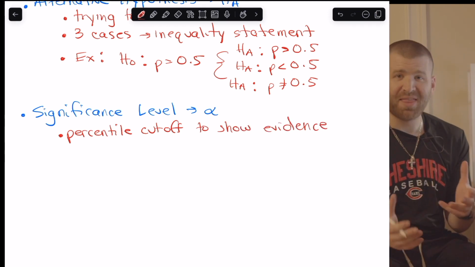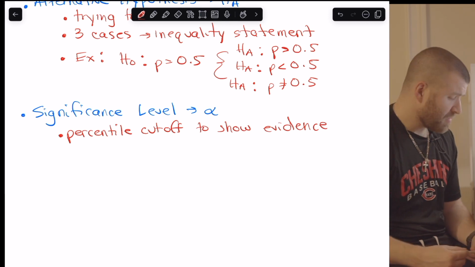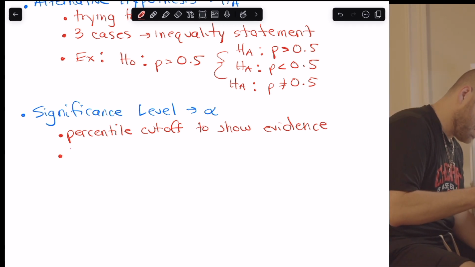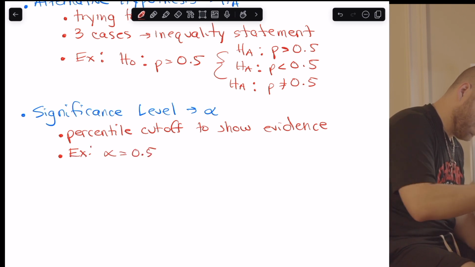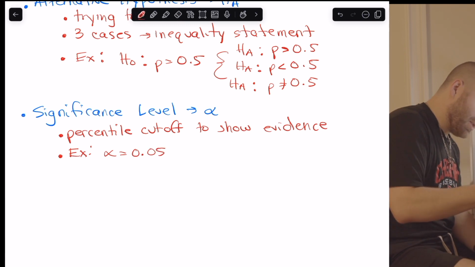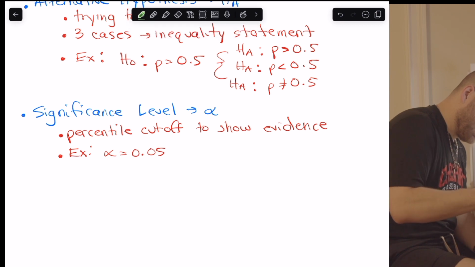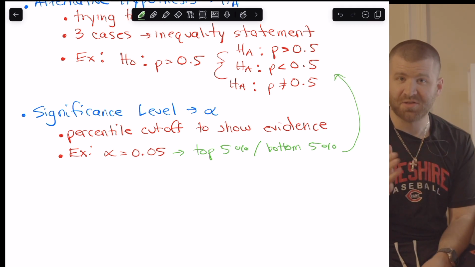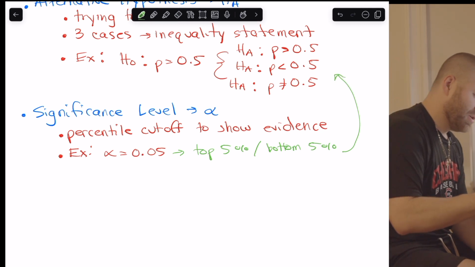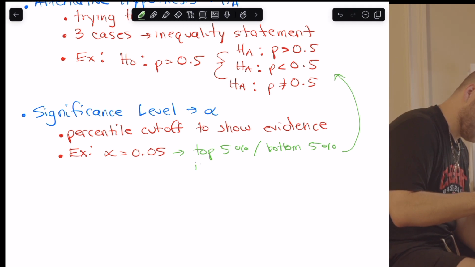Now, what do I mean by that? I mean, if we say, for example, if alpha equals 0.05, whoa, not 0.5, 0.05, that means, in plain English, my sample needs to be in the top 5% or bottom 5%, connected back to your alternative hypothesis, depending on which side you're testing, for me to say that there is evidence.